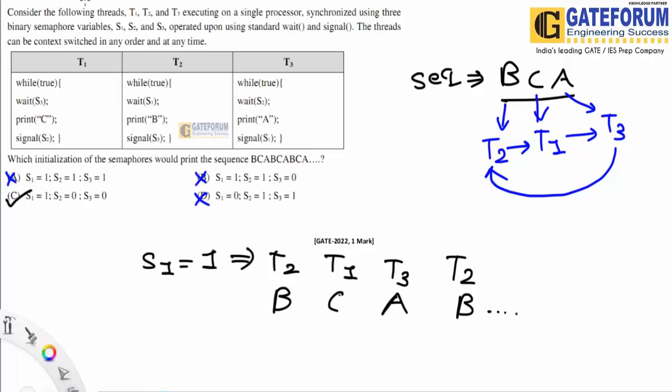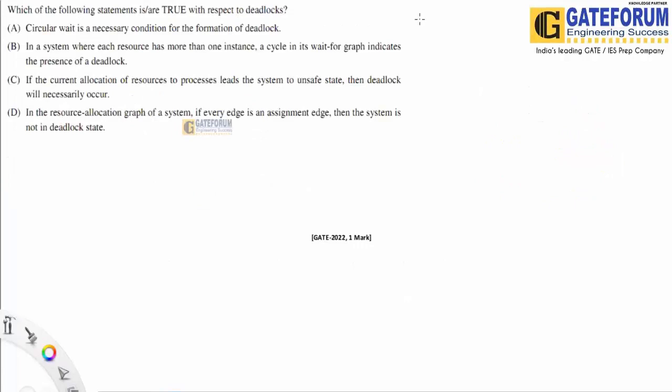Welcome back with another GATE question for operating systems which was asked in GATE 2022. This question was an MSQ question, and it's a very straightforward question. It is asking which of the following is true with respect to deadlock. So let's identify each and every option and check whether it is true or not. There can be more than one option true in this particular question.